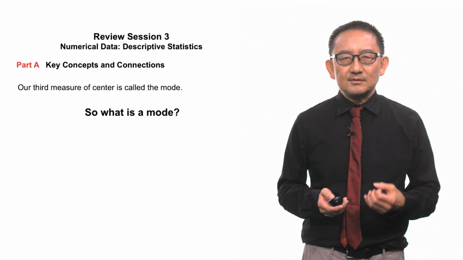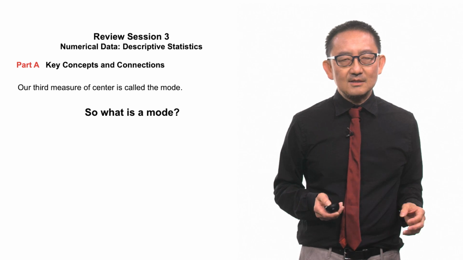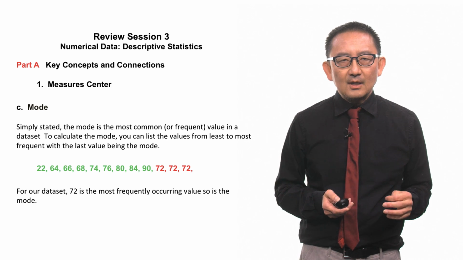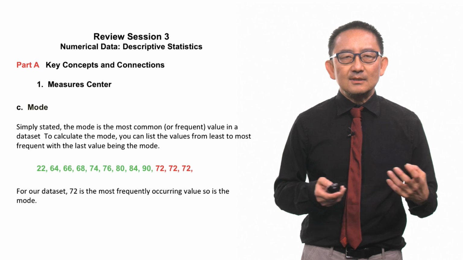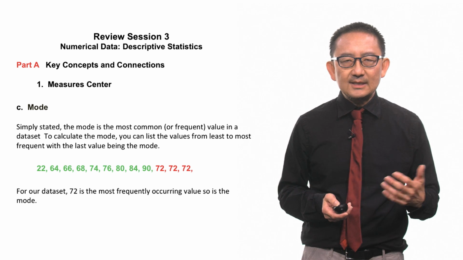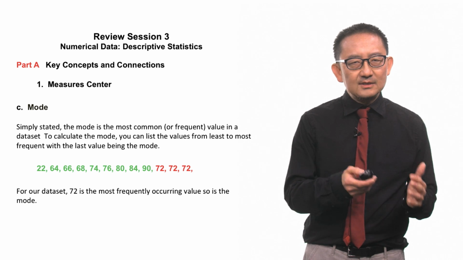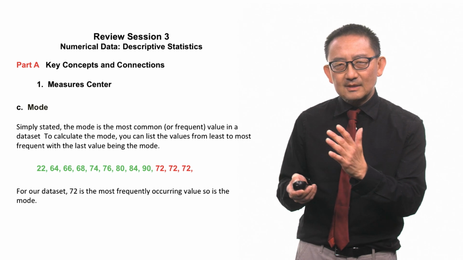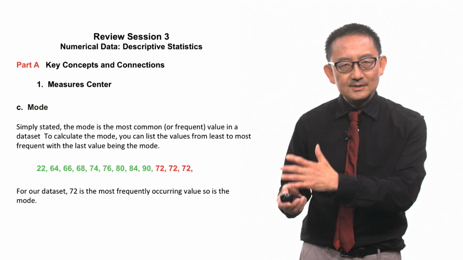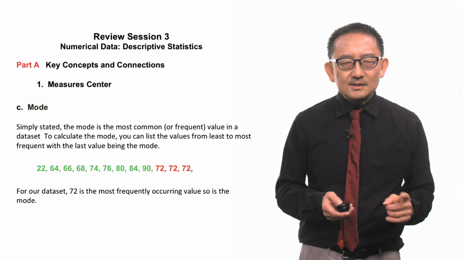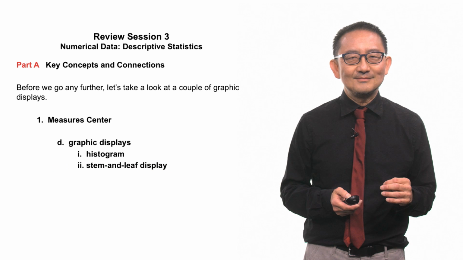So a third measure of center that we have is called the mode. We'll briefly talk about the mode. Simply stated, the mode is the most commonly occurring or frequently occurring data value in the data set. Now, in this case, we have individual numbers, but 72 occurs 3 different times. So in this particular data set, we would call our mode 72.